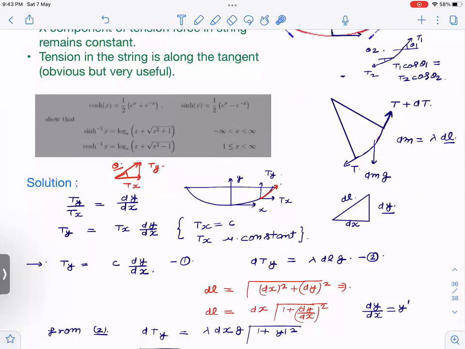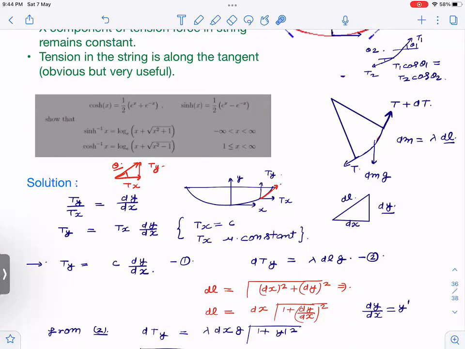Now, dl here, since this is a very small part, I have drawn this as almost a straight line. This is dl, this is dy, this is dx, right? So dl here is root over dx square plus dy square. Dl here is the length of the curve. So length of the curve is nothing but, see here, root over dx square plus dy square. This thing you use when you derive the formula of radius of curvature of any curve, 1 plus dy by dx whole square, that formula.